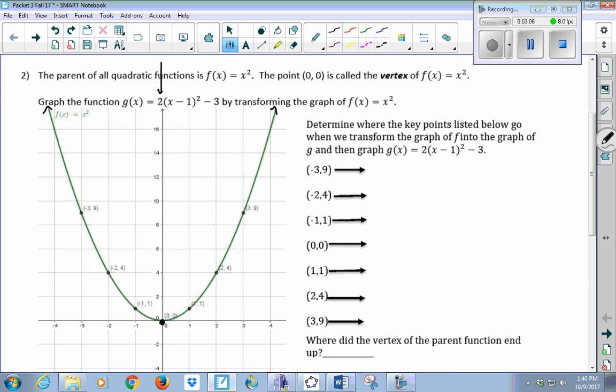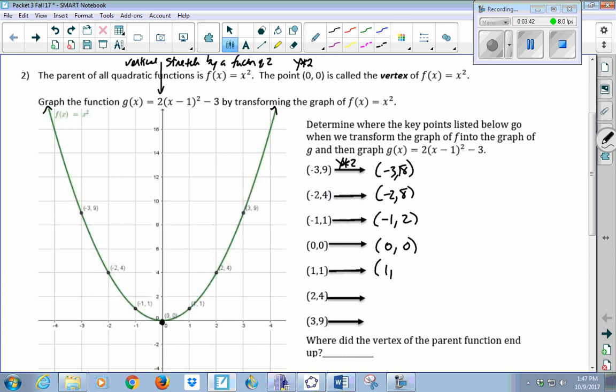Okay, so we know that when we want to transform a function, we have to do all of our shape changes first. And in this case, we only have one shape change, and that's a vertical stretch by a factor of 2. Which says take all your y values on your original function and double them. So let's do that. Let's take all our y values and double them. So I have negative 3, 9 becomes negative 3, 18. And I'll just go down and take each one of these points and double the output of the y value.